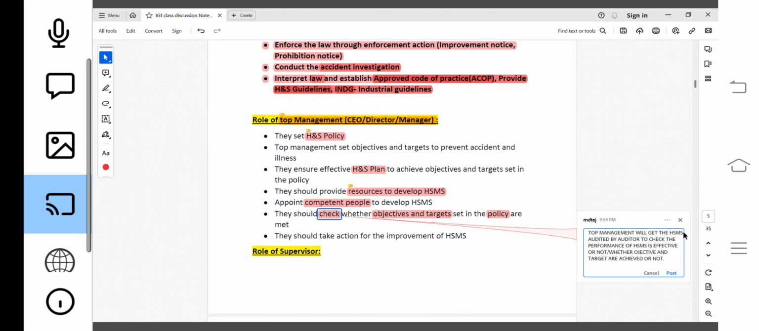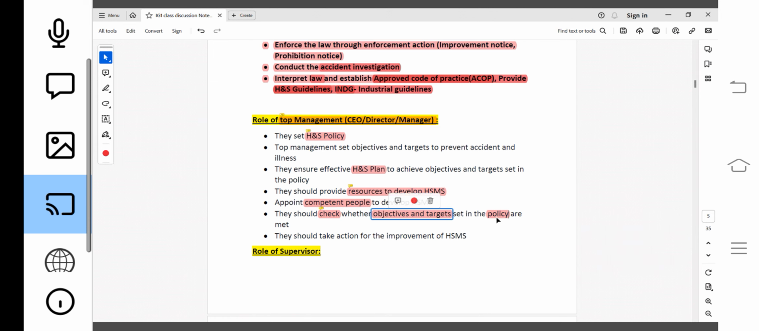When you say management system, it could be, for example, ISO 45001, an occupational health and safety management system. The top management will get the HSMS such as ISO 45001 audited by the auditor to check whether the performance of the health and safety management system is effective or not, or whether the objective and target which they have set are achieved or not. So this is the role of the top management: to check whether the objective and target set in the policy are met, meaning achieved or not.